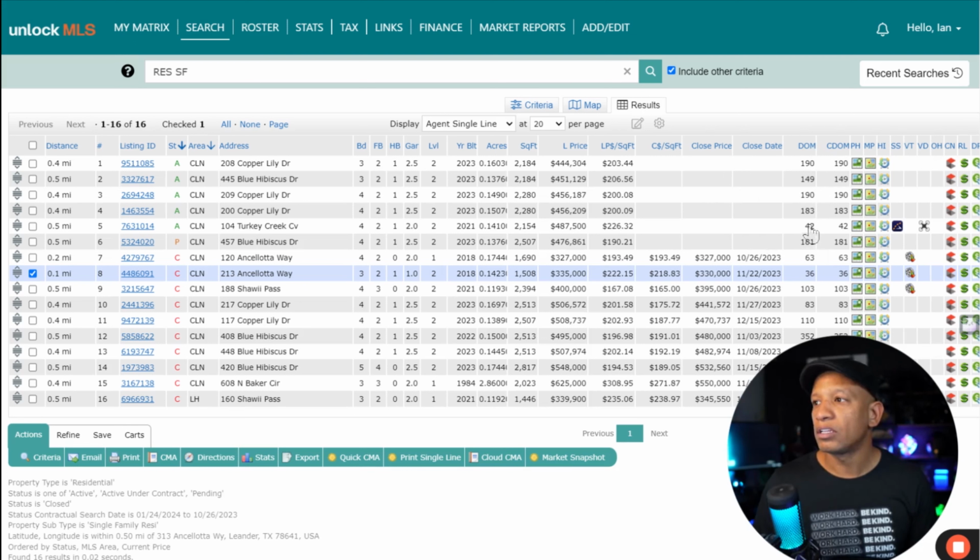It's 42. So it's active. This is the only competition right now. It's a 4-bedroom, 2-bath, and a half bath. But it's really close. Look at that. It's listed at 487. So it's not really competition because it's also 500 square feet larger, and it's almost, I would say, like 100,000 more than the subject property, which is 313 Ensalada Way, right?